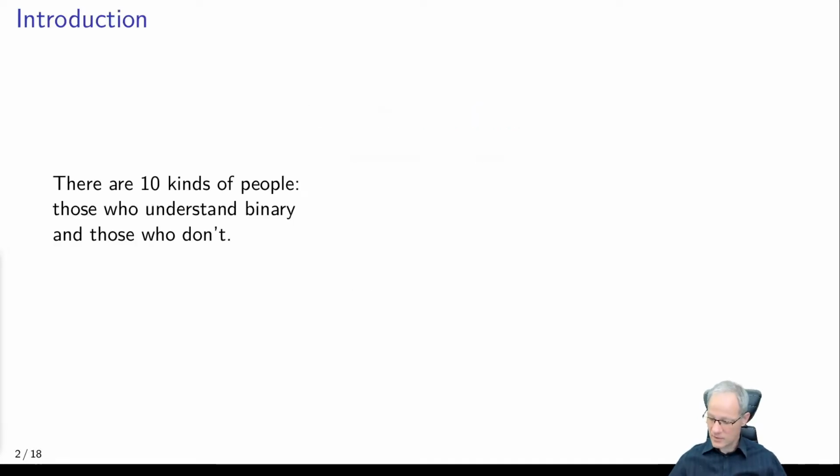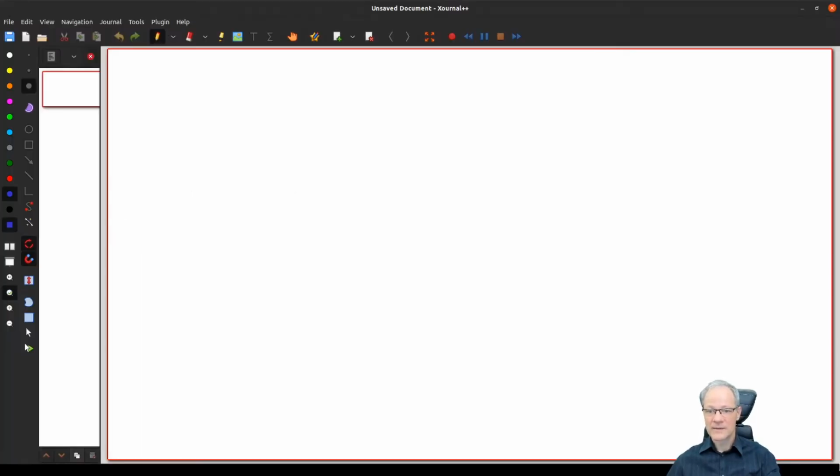And I already started the course with giving this joke. Some people may understand it, for some people it doesn't make sense, but anyway, there are 10 kinds of people: those who understand binary and those who don't. So what exactly is meant by that?